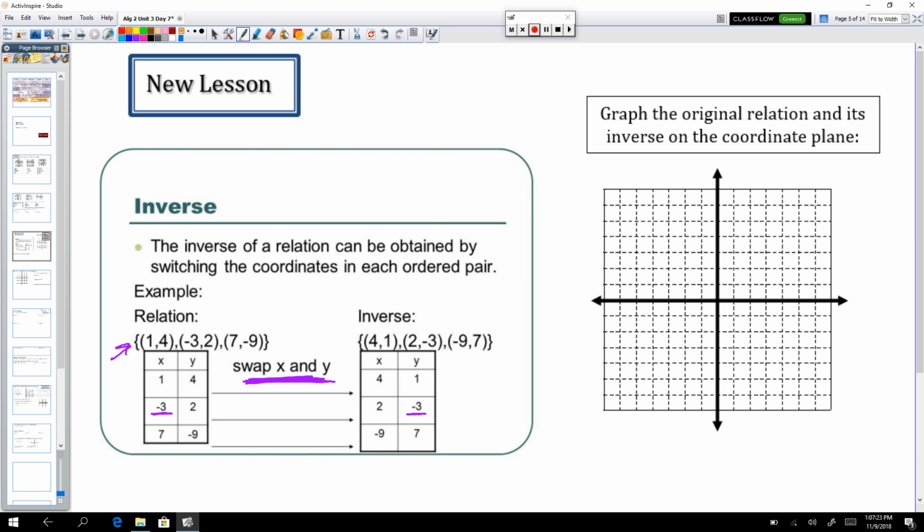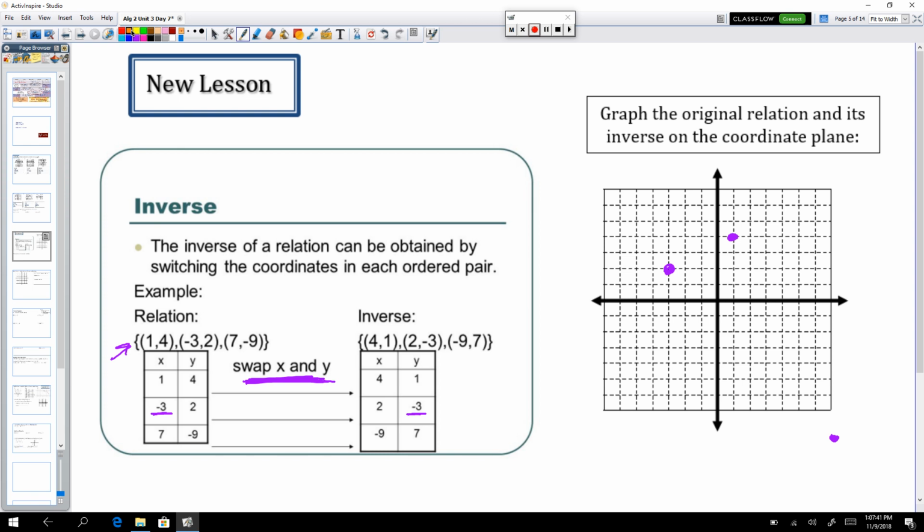So the original one we'll do in purple. So 1, 1, 2, 3, 4, -3, 2, and 7, -9. Maybe somewhere down here. That's the original relation.